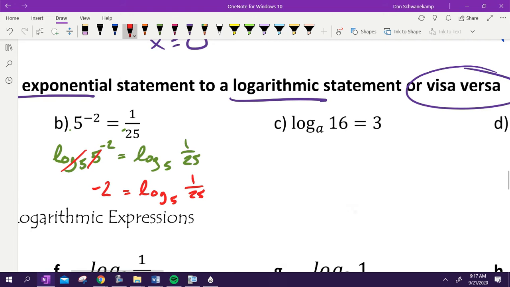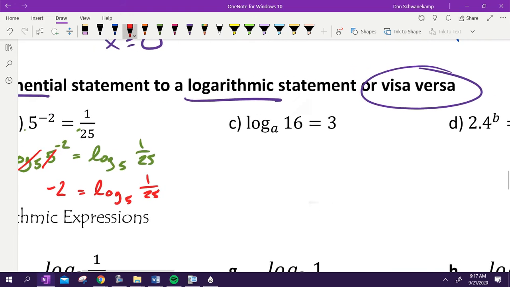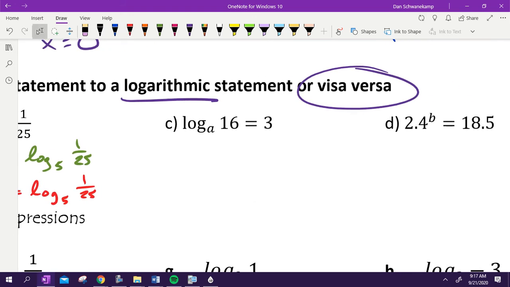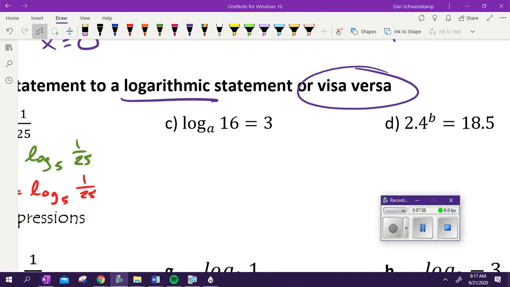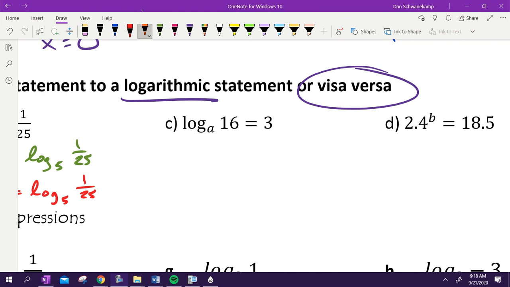Try C and D. On letter C, write that log as an exponential. And letter D, write that exponential as a log. Go. We've got log base A of 16 is equal to 3. Haley, how do I get rid of log base A? You put a base of A. Good. A base of A on both sides. That's going to cancel. So she gets 16 is equal to A cubed because the opposite of log base A is A to a power.